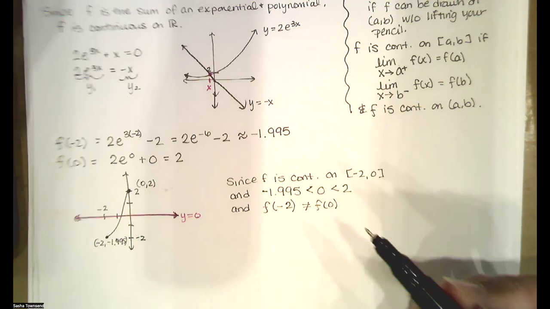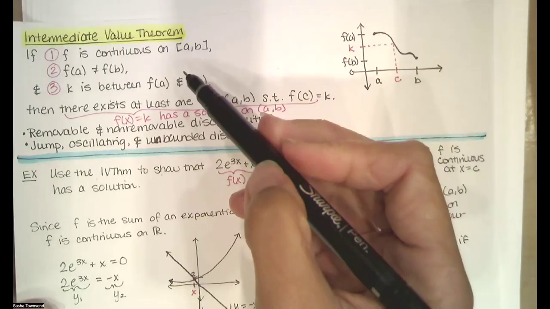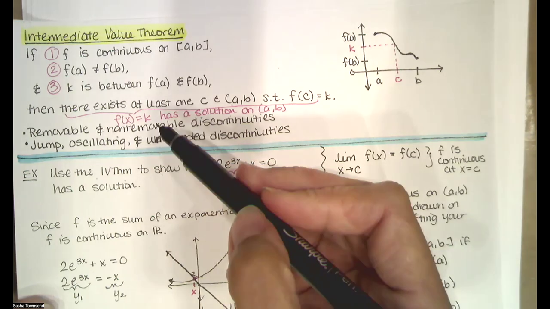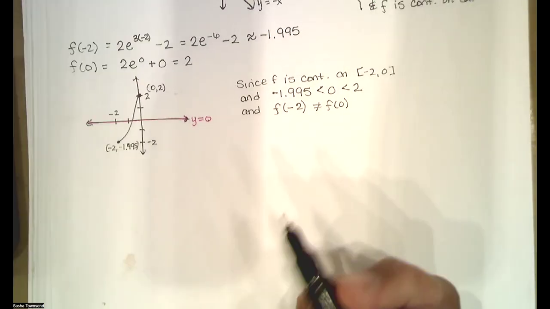Since all of those are true, our theorem says that f of x equals 0 has at least one solution on the interval from negative 2 to 0.